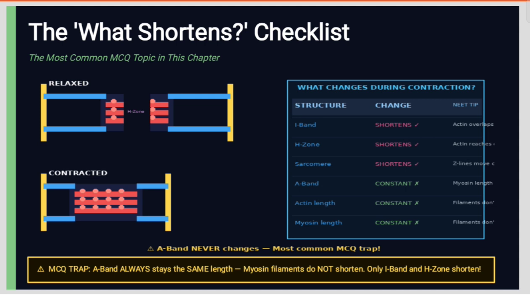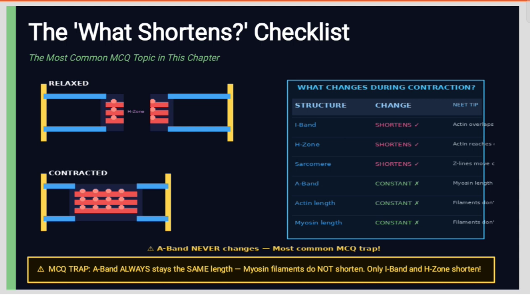When a sarcomere contracts, meaning when the Z lines move closer together, the actin filaments slide inward over the myosin filaments, but the filaments themselves do not shrink. Let us go through each structure. The I band shortens. The I band contains only actin, and as actin slides inward over myosin, the I band gets progressively smaller. In full tetanic contraction, the I band can almost disappear.